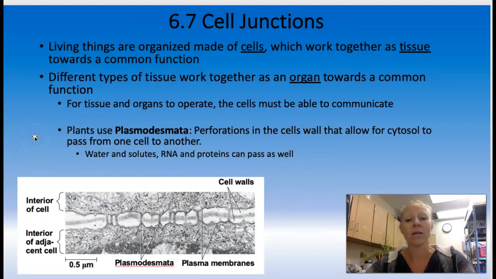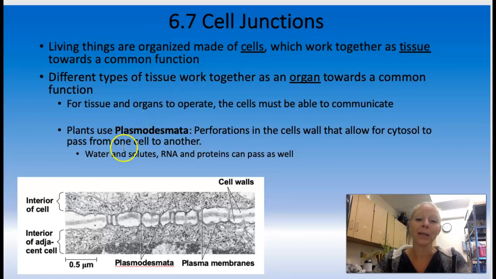Let's talk about how cells can communicate in other ways besides the extracellular matrix. Let's once again talk about plant cells. Remember that plant cells have cell walls. We know that cells work together as tissue towards a common function, and different types of tissue have to work together as an organ towards a common function. In order for these cells to work together as tissue, or for this tissue to work together as an organ, it has to be able to communicate.